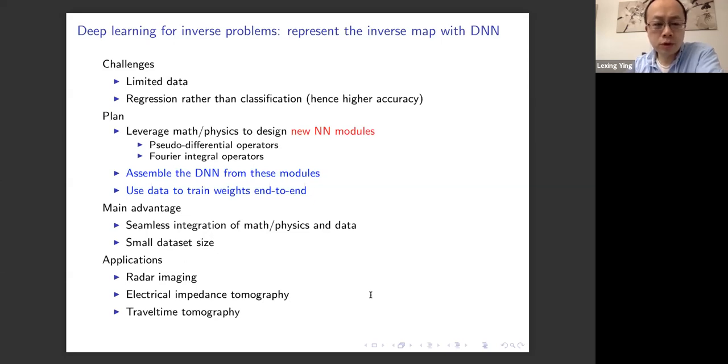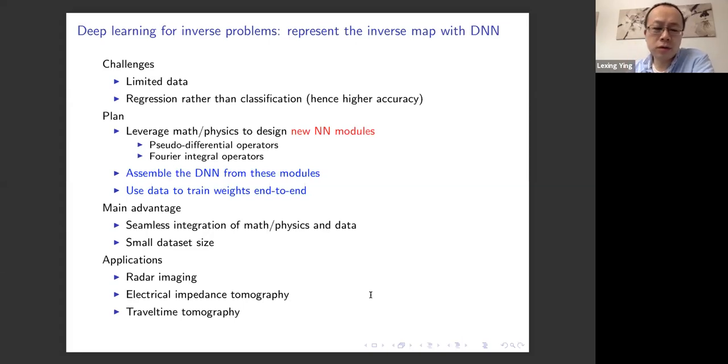So our overall approach is, based on the nature of the inverse problem, to assemble a specific neural network using these new modules I'm going to talk about. And then we train the neural network weights using our training data from end to end. Here it's quite important, and I believe it, that one of the main successes of a neural network is that you train the whole network end to end, so the errors from different components can compensate rather than aggregate. The main advantage of this approach is that we have a rather seamless integration of both the physics and the math of the inverse problem itself, and also the data that has been collected.